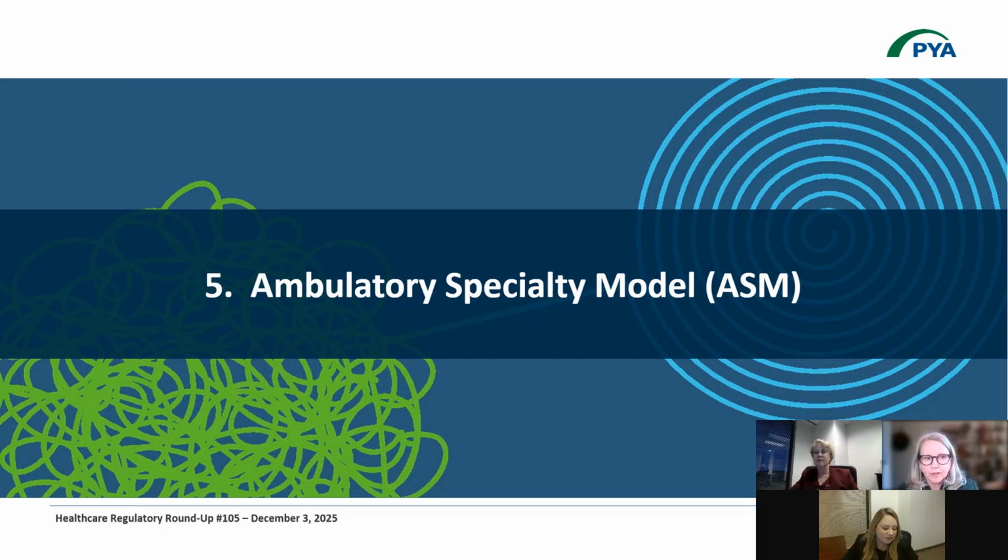Let's talk about the new mandatory alternative payment model in the final Medicare physician fee schedule, the Ambulatory Specialty Model, or ASM. This is the second mandatory alternative payment model being implemented. Beginning January 1st, we have the TEAM model going live. That's the episodic payment model for certain surgical procedures that will apply to hospitals within certain selected CBSAs.